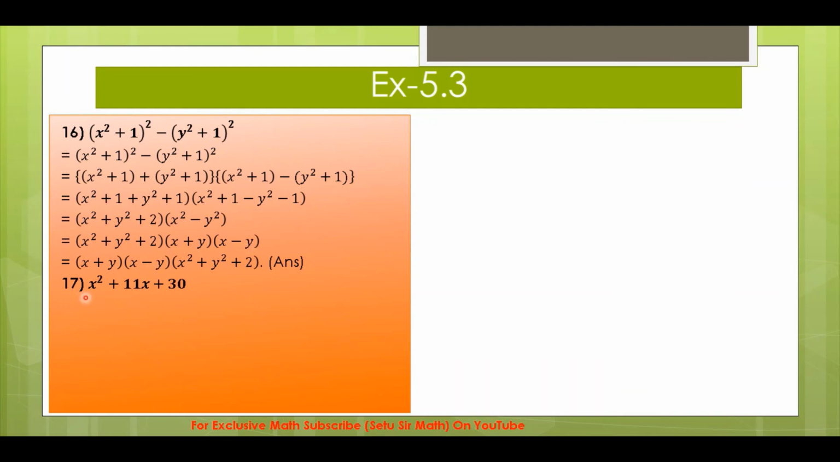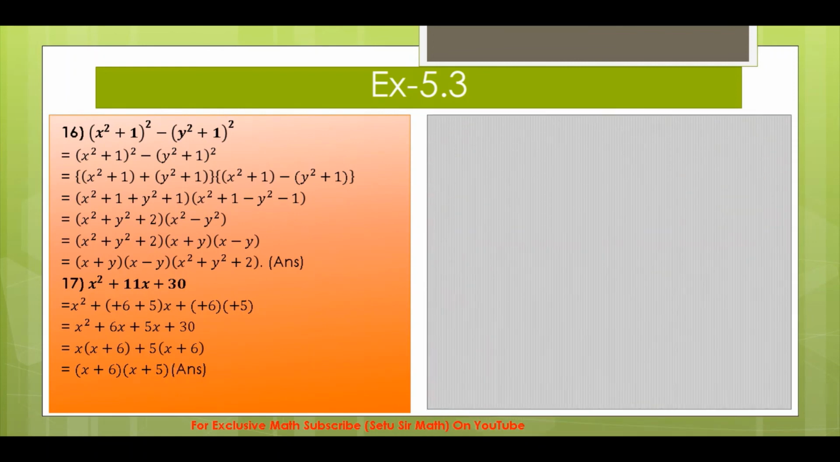Number 17, x square plus 11x plus 30, we have to make that thing x square plus 6x plus 5x plus 30, because 6 plus 5 would be 11x and 6 into 5 would be 30. So x square plus 6x plus 5x plus 30, because we will take the 2 factors from 30, 5 and 6, that would be 30, and 5 and 6, if we add, that would be 11. So x plus 6 and x plus 5, that is our desired answer.